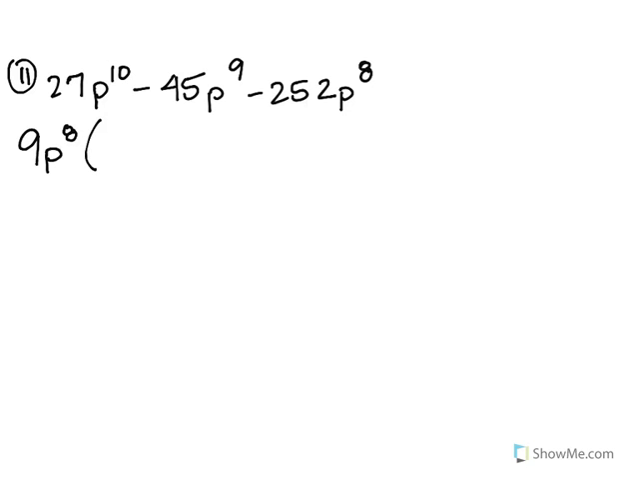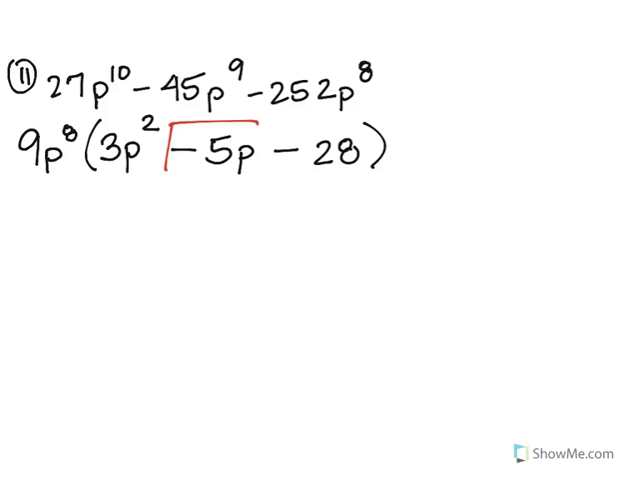And when we do that, 27 divided by 9 will leave you with 3. P squared, 10 minus 8 will give you 2. Minus 45 divided by 9 would give me 5p, because 9 minus 8 is just 1. Minus 252 divided by 9 would give me 28 and no p's. And then I would see if this parenthesis will break down any further.